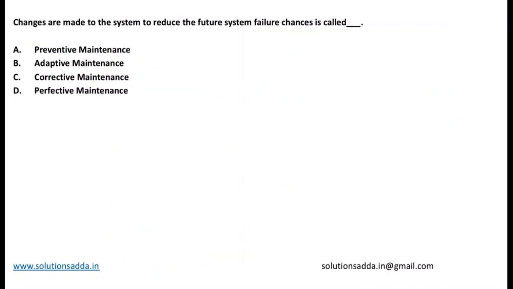This is a question from software engineering. Changes are made to the system to reduce the future system failure chances are called. Options are preventive maintenance, adaptive maintenance, corrective maintenance, or perfective maintenance. The correct answer for this question is option A, preventive maintenance. Let us know about all the maintenance types. So first is corrective maintenance. What is corrective maintenance? Corrective maintenance is modification of software product performed after delivery to correct the discovered problems.